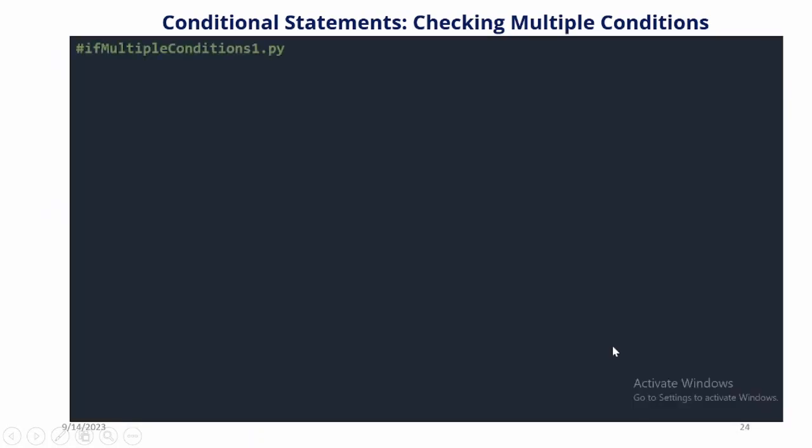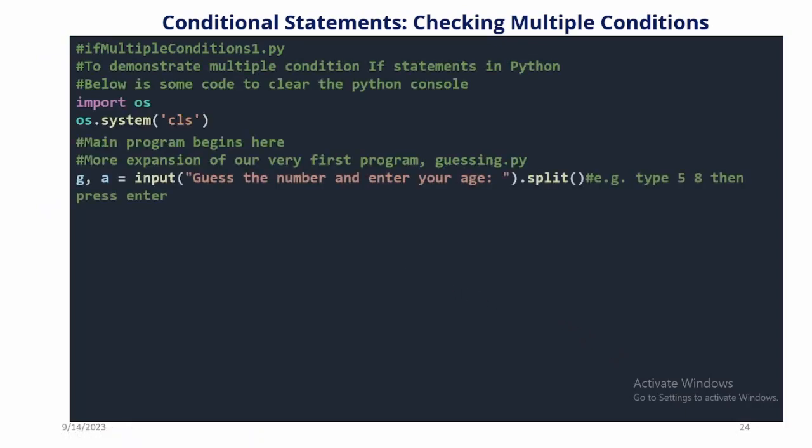Let's see an example. If multiple conditions 1.py. So we are expanding our very first program. Now we are going to take two inputs from the keyboard and see the way the syntax goes. We say G, A. In fact, you can accept as many inputs as possible from the keyboard in Python. We want to accept two inputs in this case. So what you do is you just put all the variables here and then you say input, and after the input you put a dot and it says split. So this split is what breaks down whatever the users type in the keyboard into the several variables that are meant to be accepted.